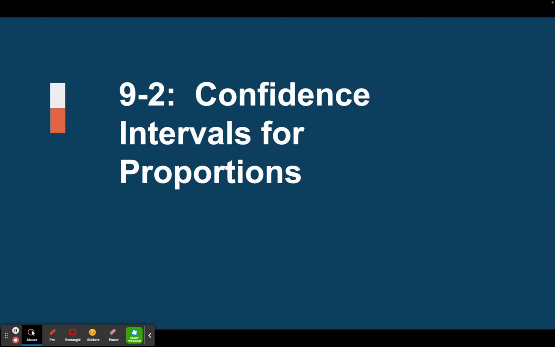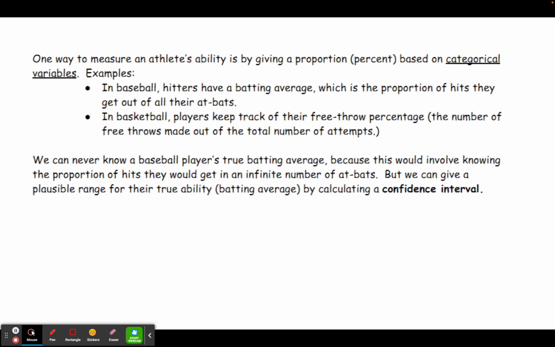In lesson 9.2, we're going to learn how to calculate confidence intervals for proportions. Remember that earlier in the course, we talked about one way that we could measure an athlete's ability: by giving a proportion or a percent based on categorical variables. For example, in baseball, hitters have a batting average, which is the proportion of hits they get out of their at bats. So, batting average is really a percentage.